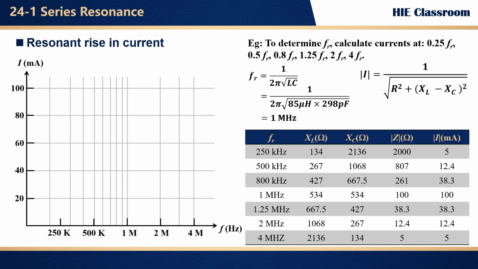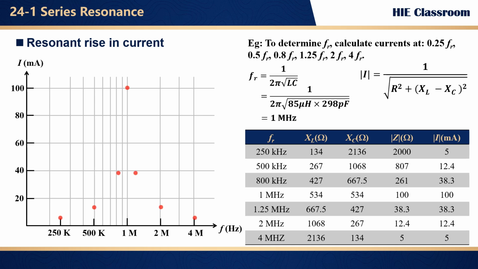Now, check this out from the table we've got. We start at 250 kilohertz. That's a quarter of the resonant frequency, and the current is sitting at 5 milliamps. Double that frequency to 500 kilohertz and the current jumps up to 12.4 milliamps. Pretty nice, right? But now let's go above resonance, to 2 megahertz, which is twice the resonant frequency. The current is back down to 12.4 milliamps. Double it again to 4 megahertz, and it falls to 5 milliamps again.